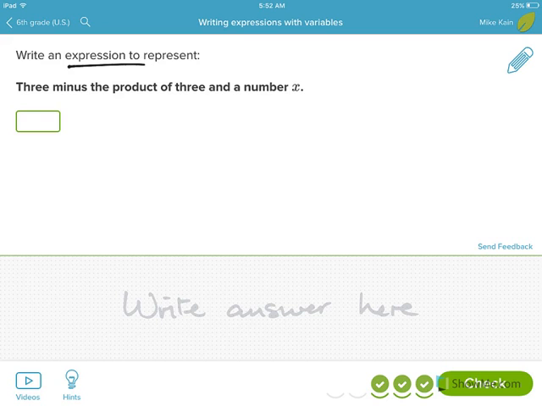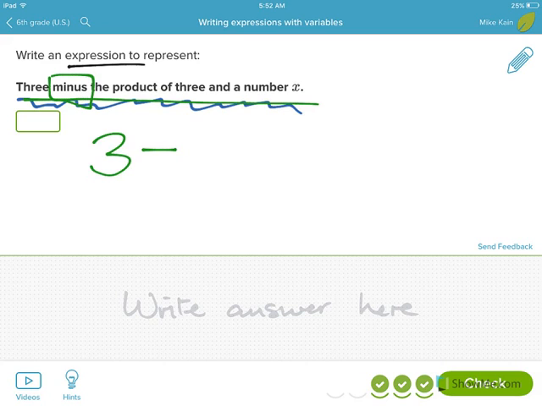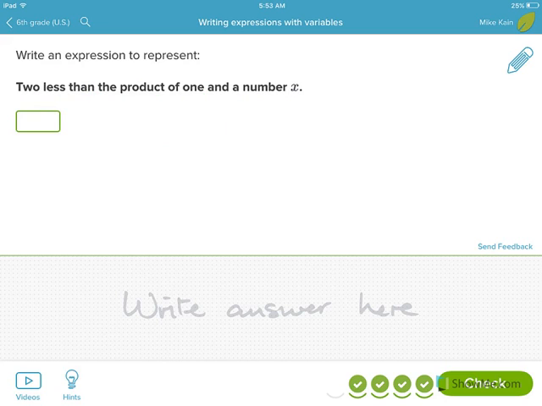Me too. So we're going to write some expressions here. For instance, this one says 3 minus the product of 3 and a number x. And what I showed you before, Dad, is that you just basically write it like you see it. So I say 3 minus the product, that means multiply, of 3 and a number x. So that would be 3 and a number x, and there's the product, because they're multiplying each other. Oh, that's simple. Let me try. Yeah, go ahead, try this one.